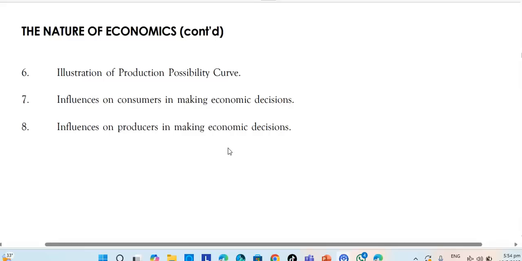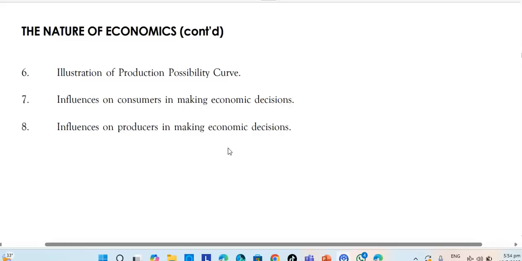Now, why does cost matter to producers? Cost of production strongly influences the economic decisions that producers make because they have to decide how much to produce, what price to charge, what resources or methods to use, and whether to continue or stop production.